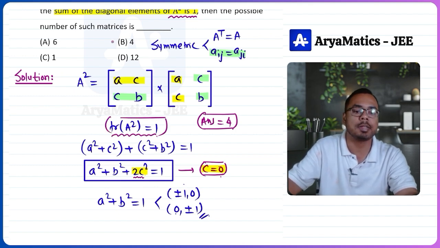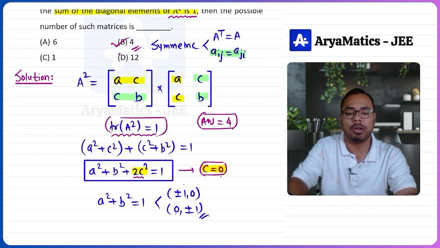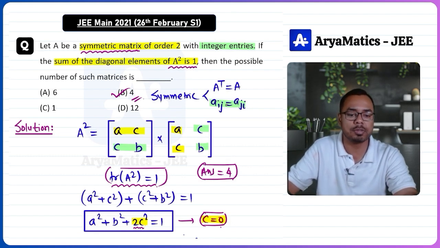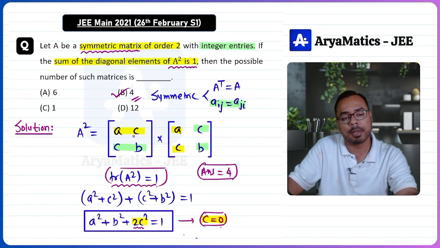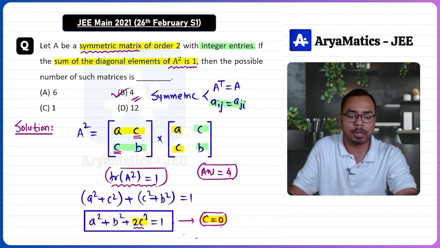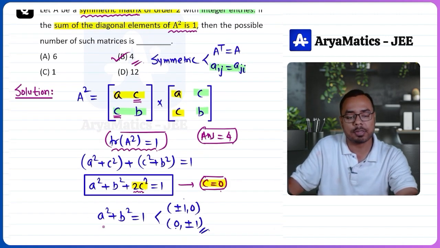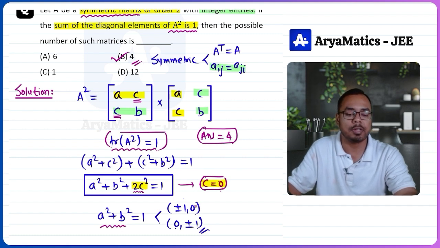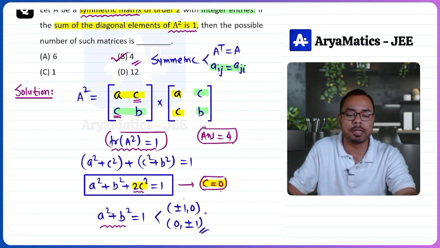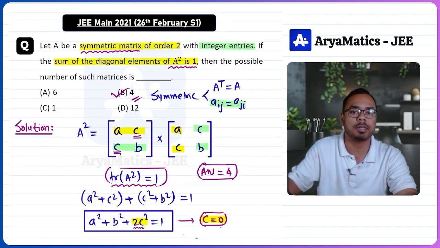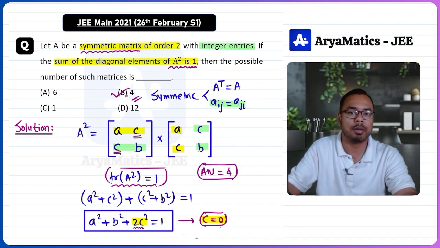So therefore, the correct answer for this problem must be second option. So, this was not a difficult problem. All we had to do was start with a general 2 cross 2 symmetric matrix. And in case of symmetric matrix, element in ith row, jth column must be same as element of jth row, ith column. So from there we got a square plus b square plus 2c square as 1. And now value of c must be 0. Then the equation was a square plus b square is 1, which means a is plus minus 1, b is 0, or a is 0 and b is plus minus 1. So total there are 4 such matrices, and therefore the correct answer for this problem is option B.